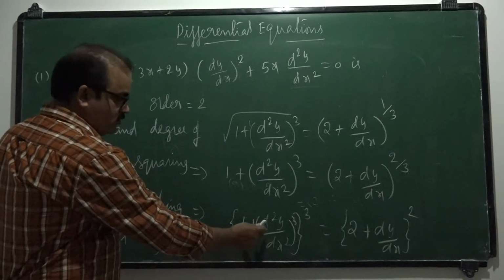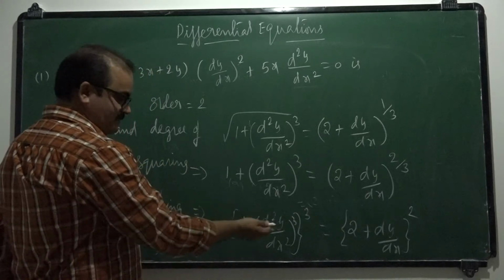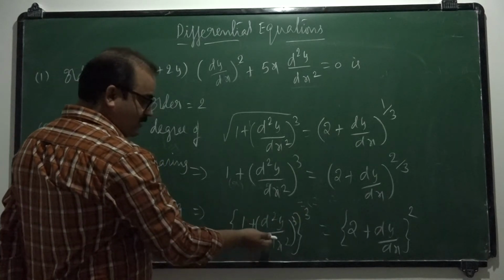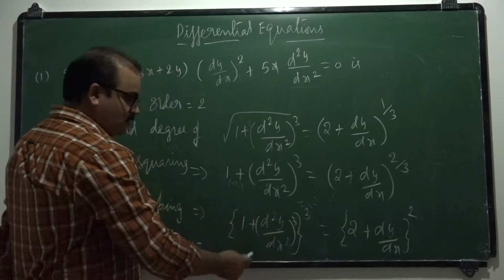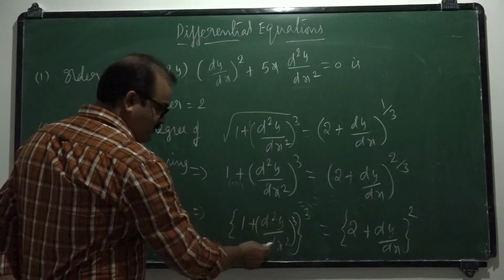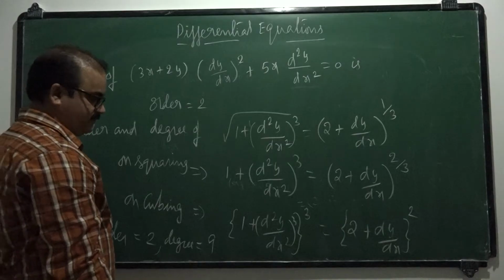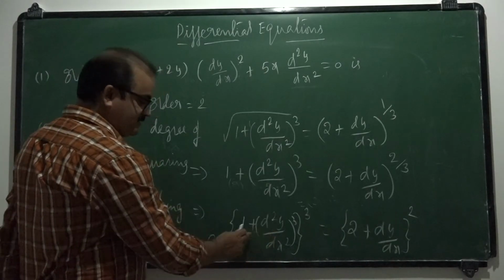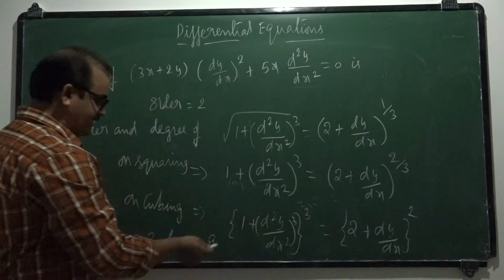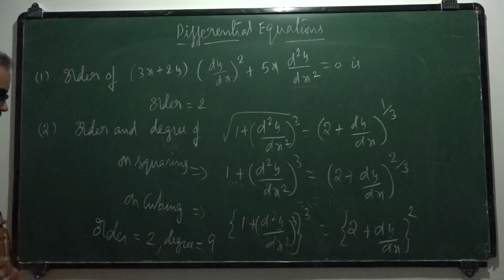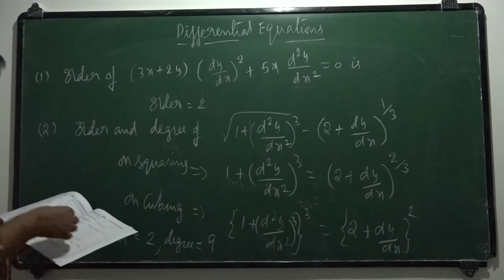Highest order is 2. On expanding this, it is in the form of (a plus b) whole cube. On expanding, we get a cube plus b cube. B cube means d square y by dx square whole to the power of 9. So the highest power of d square y by dx square is 9. So degree is equal to 9. On expanding this, the highest power of d square y by dx square is 3 into 3, 9. So degree of this equation is 9. Order 2 and degree 9.